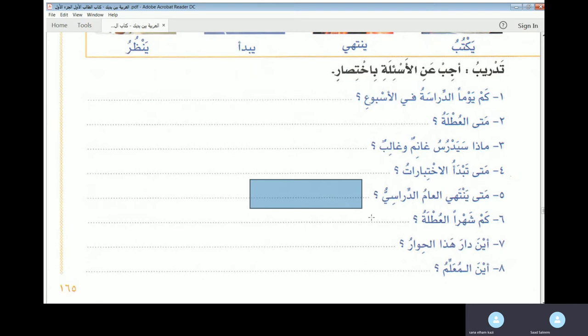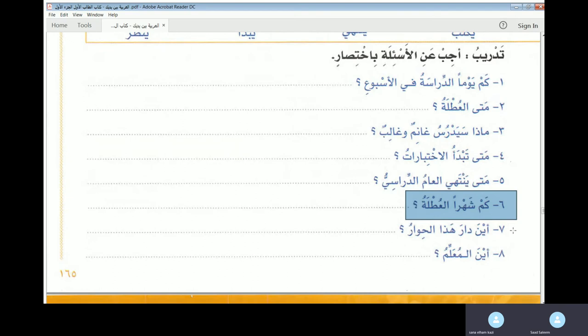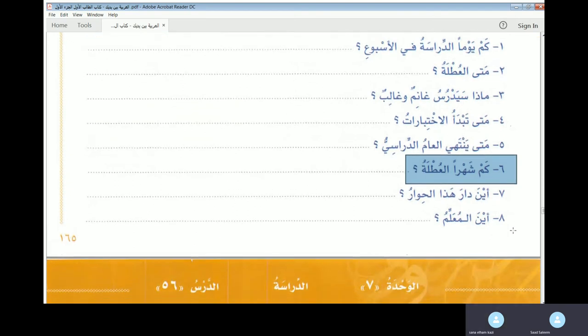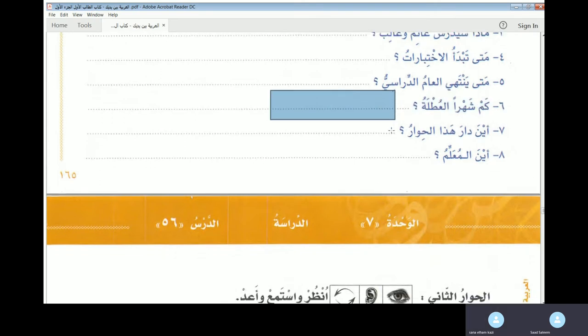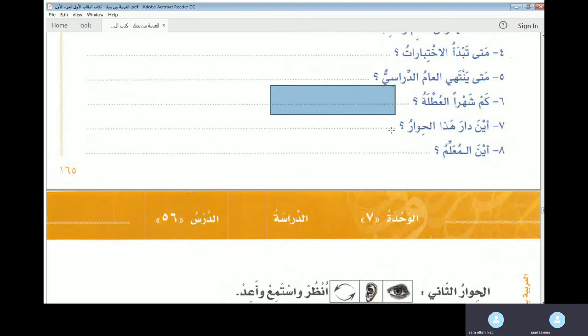Answer is fi shahri ramadan, in the month of Ramadan. Kam shahran al-'utlatu? When is the month of holidays, or when are the vacations, or when are the holidays? Okay. Kam, how many months of vacation, how many months of holidays? If it is when, then mata. That is mata. Al-'utlatu thalathatu ashhur. The holidays are for 3 months.